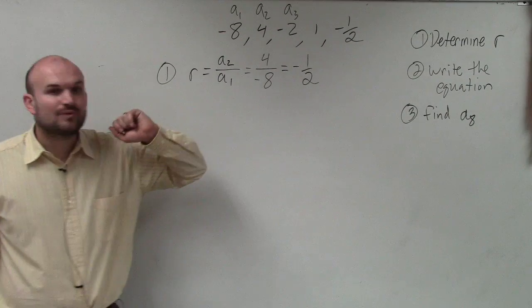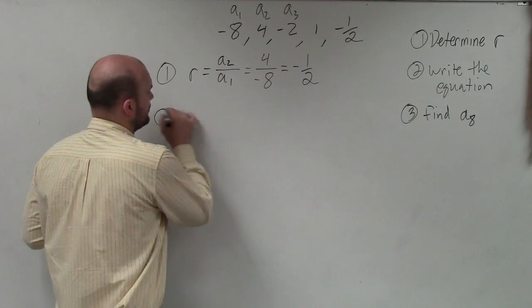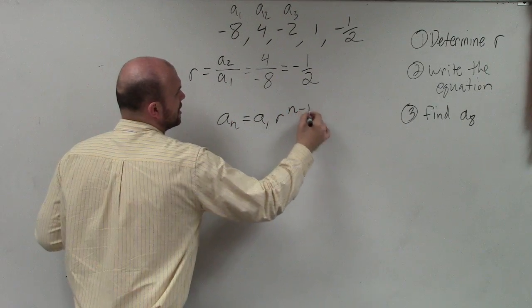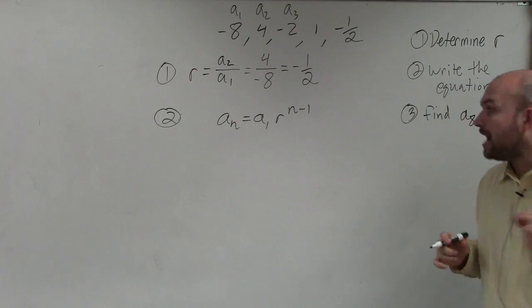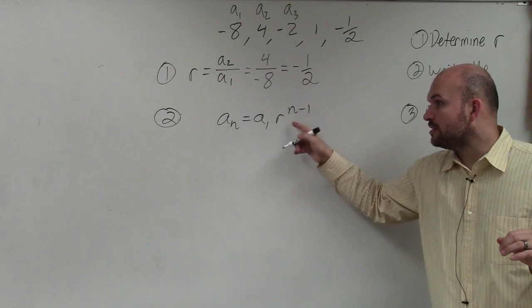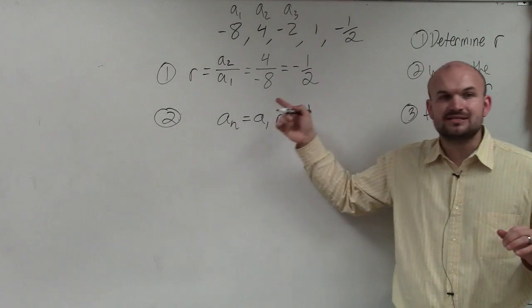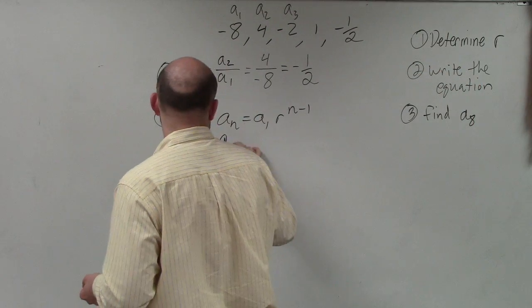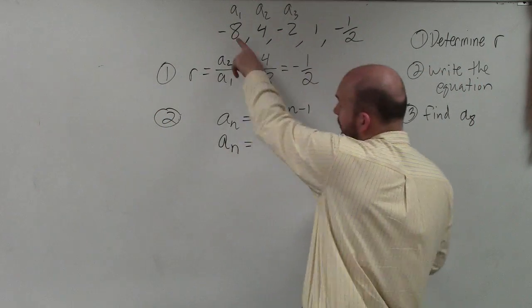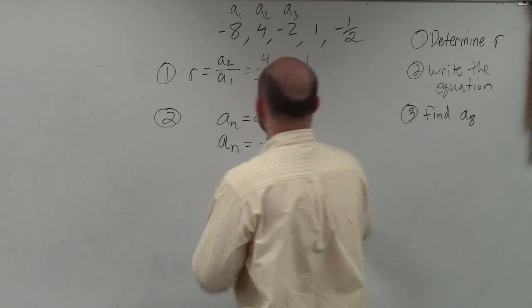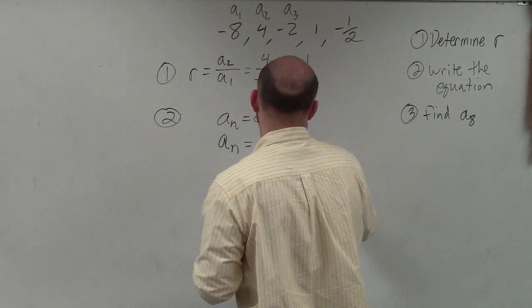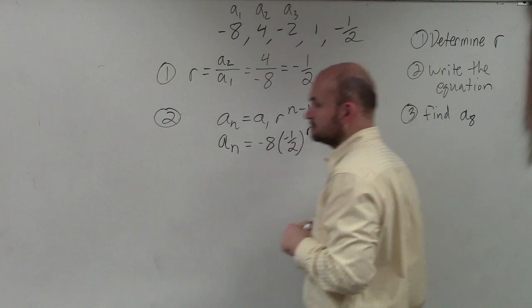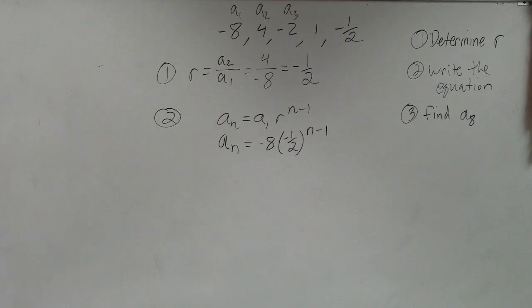The next step was to write the equation. Well, remember, in the equation, we have a sub n equals a sub 1 times r raised to the n minus 1. Now, we know what a sub 1 is, and we know what r is. And n represents any number in the sequence that we pick, right? So I just plug in a sub n equals a sub 1, which is -8, times r, which is -1/2, raised to the n minus 1 power. And that's it. Very, very little math.